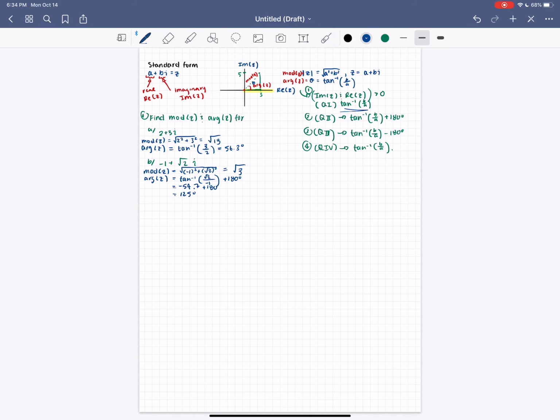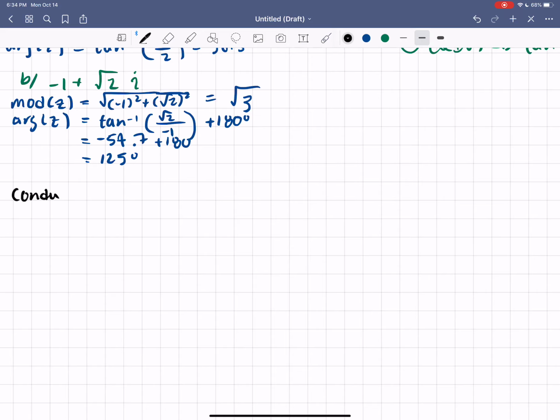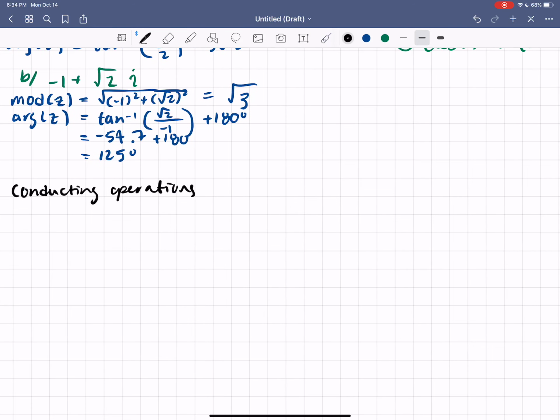I think after this, something that might also be useful to know is actually conducting operations on these complex numbers. So let's move into that. So the next area is operations. And there are 4 types of operations you're going to have to know. So the first one is addition. And addition is pretty simple.